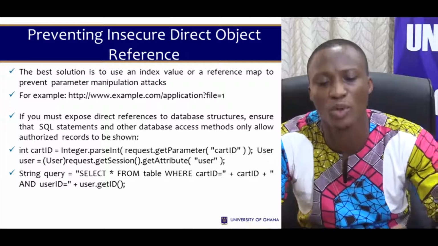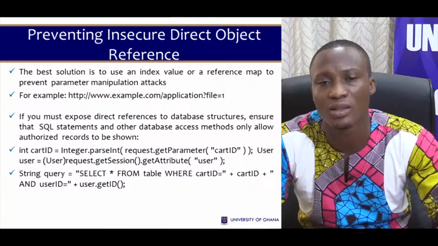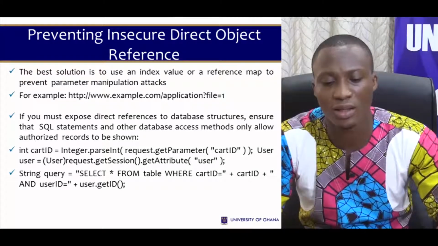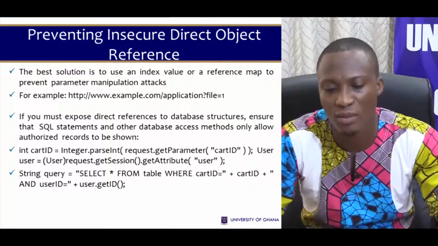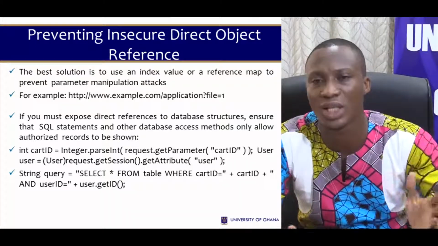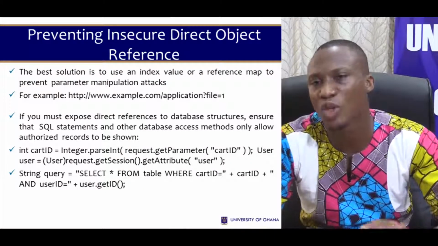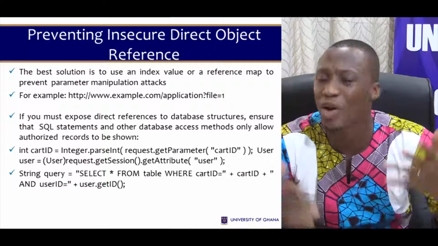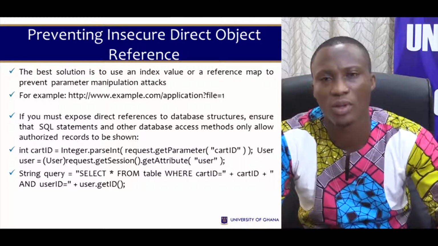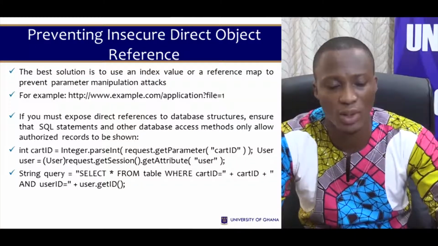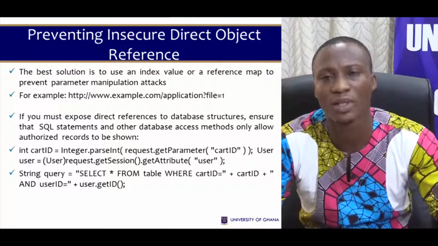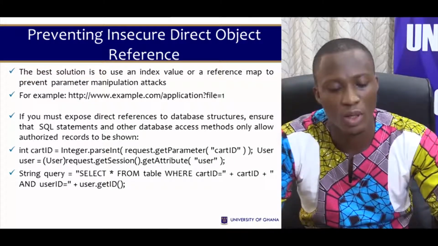We have www.example.com/application?file=1. So that's indexation. We've indexed this site, so we are using the value 1. Now, if you must expose some direct reference to the data structure or database structure, then we have to ensure that the SQL and other database access methods only allow authorized records to be shown. An example is shown down there using the int catID and what have you. We have a select statement also in there, an SQL string.